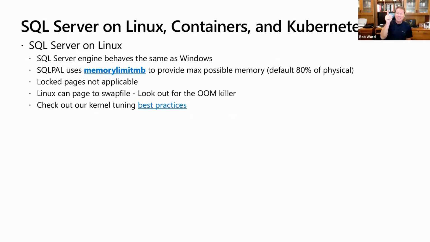This is why we default to 80% of physical, but you can change that. Notice here that locked pages are not applicable in this scenario. We do not have that concept called working set trims. Linux has a different behavior as we just talked about here. And there are kernel tuning best practices that we document that you should take a look at very carefully to ensure you do not run into these kind of problems.